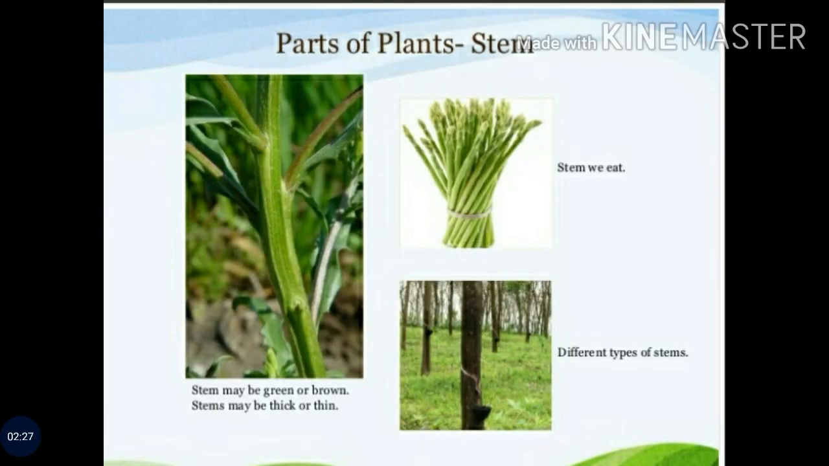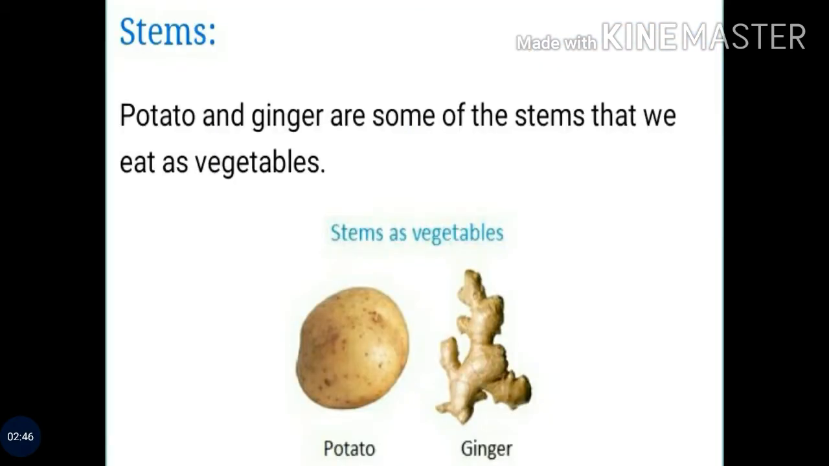Next is stem. The part of a plant which is found exactly above the root is called stem. Stem may be thick or thin. Some of the plants have a green colored stem and some of the plants have a brown colored stem. Some of the stems which we eat are potato, ginger, sugarcane, etc. These are some of the stems which we eat as vegetables.